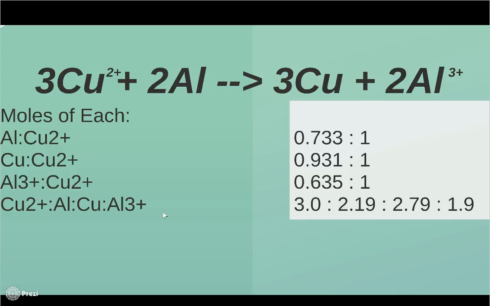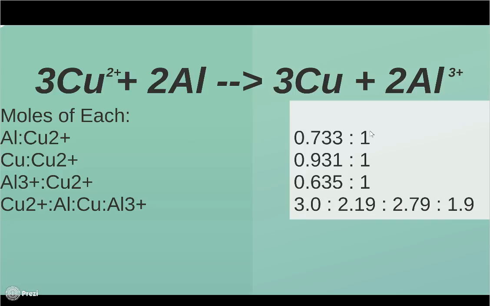Okay, so all of that was leading up to this. This is where the actual mole ratio comes into play. The moles of each of the different ions was calculated, and then they were put in a ratio between that and the Cu2 plus ions, because we already know that in the reaction there's 3 moles of Cu2 plus necessary. So these are the numbers we got for the ratio between moles of aluminum and moles of Cu2 plus, moles of copper and moles of copper 2 plus, and so on and so forth.